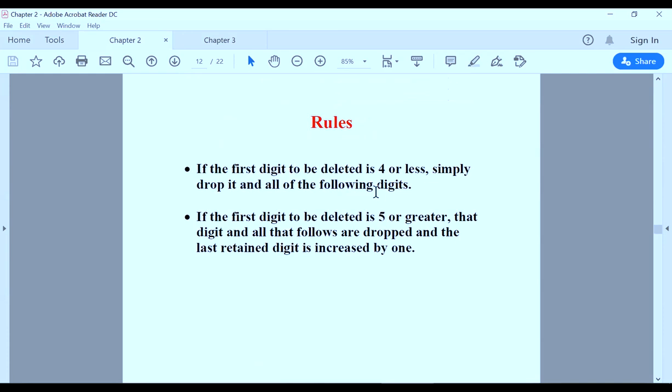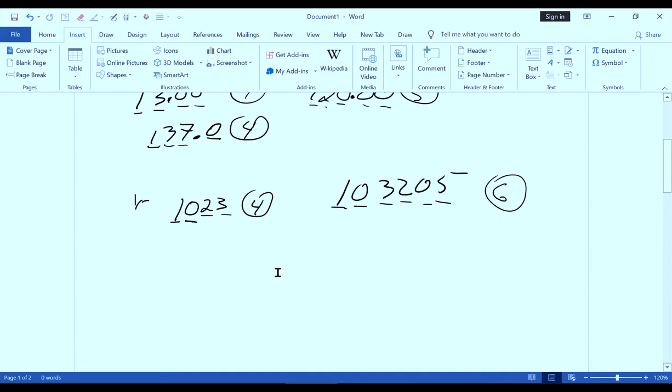And the rules are, the first digit to be deleted, if it's four or less, simply drop it and everything that follows if it's past the decimal. If the number is greater than one, you just replace everything you drop in that number by zeros. If the first digit to be deleted is five or greater, then that digit and everything else, if the number is one or less, is dropped and the one in front is increased by one. I think you'll understand it better when I do some examples. Let's go back to my whiteboard here.